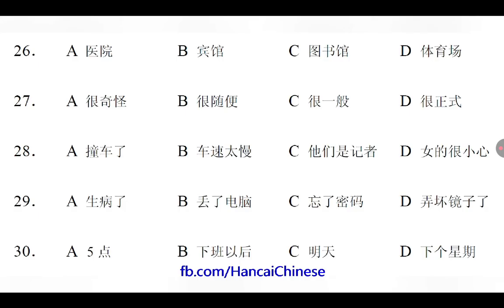It means you are driving too fast. But here in the options, one option says che su du tai man, the speed of the car is so slow. So this is the totally opposite option. And two options I already told you are totally irrelevant, with no relation to the audio.